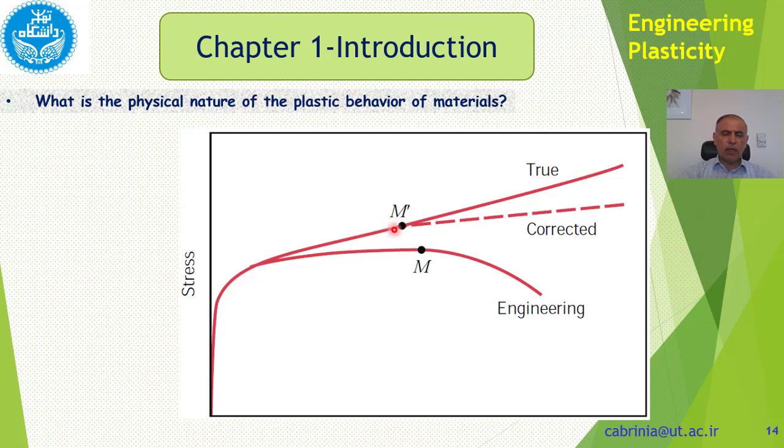Therefore, we don't have any volume change. So if the length increases, the cross-section must decrease. Okay? So that's why this increases, because as F increases and the area decreases, the ratio of F over A increases. So here it shows the stress increasing. That is the true stress strain.